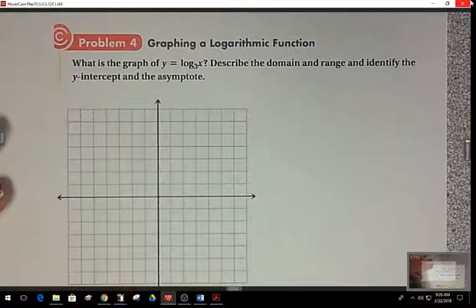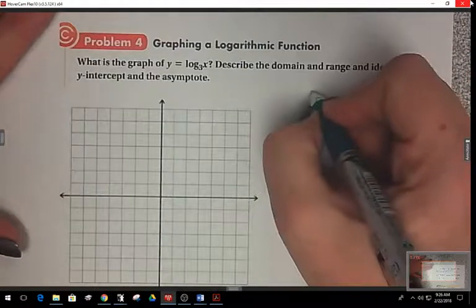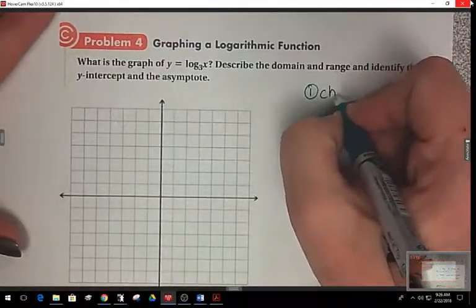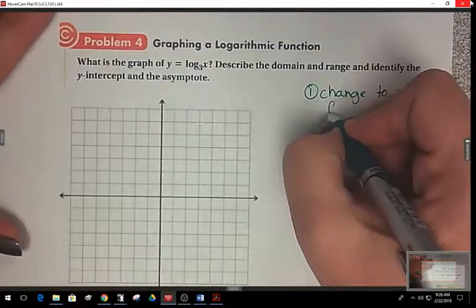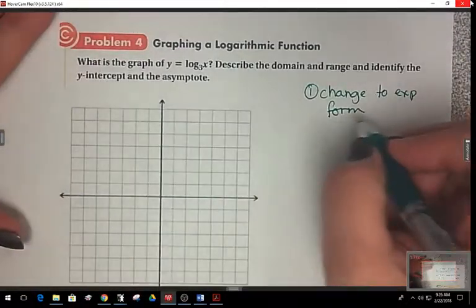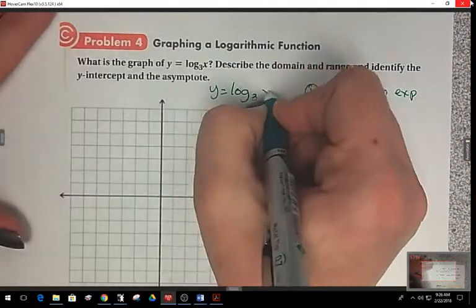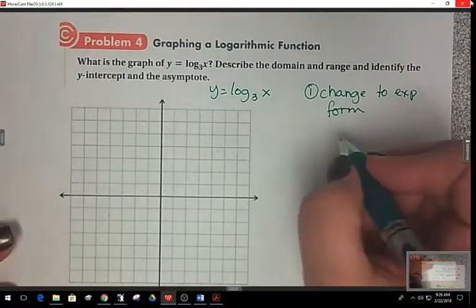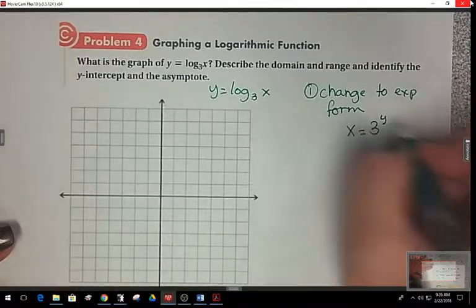So now I'm going to give you a couple of options for how to graph these. And some of you will like one way, some of you will like the other way. What I'm going to suggest you do is to start out changing to exponent form. So when I change this problem, y equals log base 3 of x, when I change it to exponent form, it's going to be x equals 3 to the y.